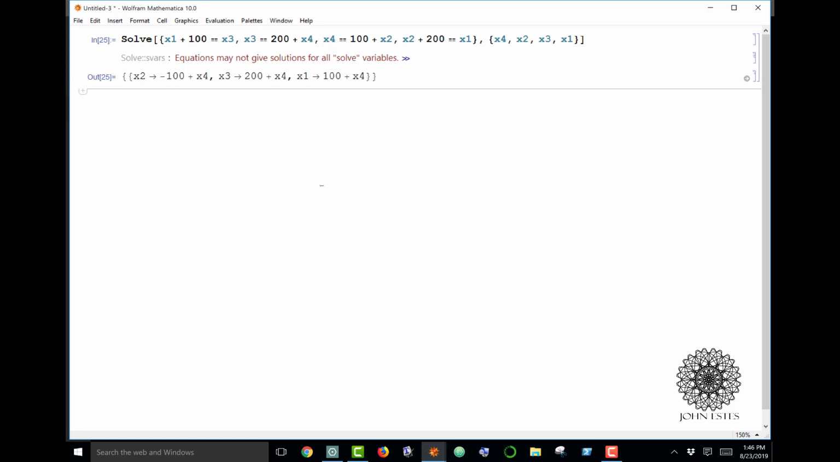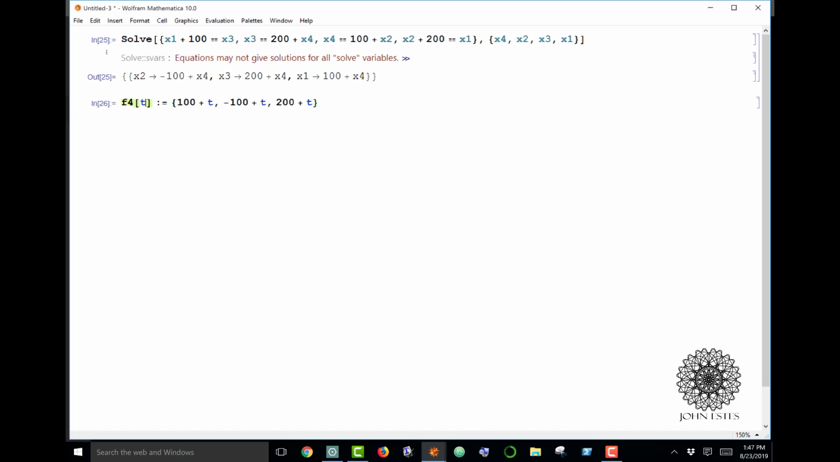Now how do I figure out what's going on for different values of x4? Well, I can make a function. I'm going to call this x4, and I only have one variable, we'll call it t here, colon equals, and my function's going to be a list. The first value is going to be 100 plus t. Where did I get that? That's my x1 value, right? Notice 100 plus x4 is my x1. Okay, x2 is negative 100 plus t. And then lastly, I have 200 plus t for x3.